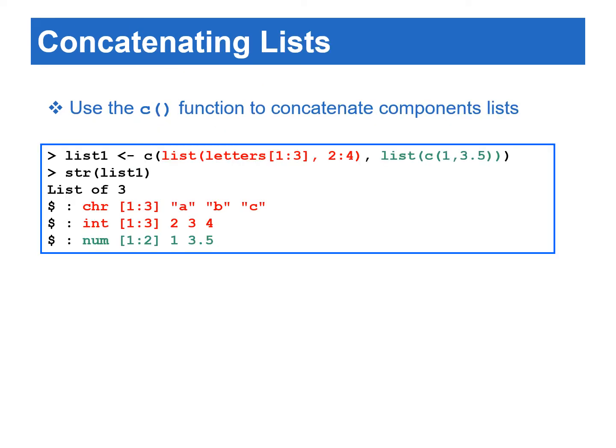We can use the c function to concatenate lists. In this example, the first argument of the c function is a list of length 2, and the second one is a list of length 1. Using the c function to combine these two lists creates a list of length 3.